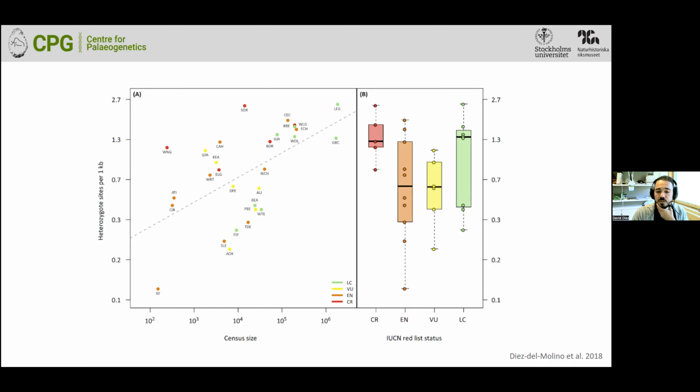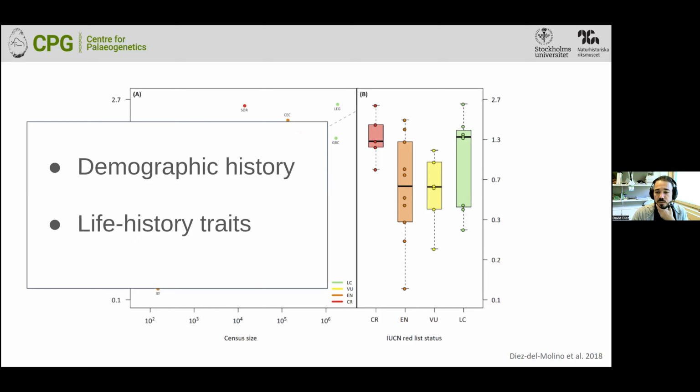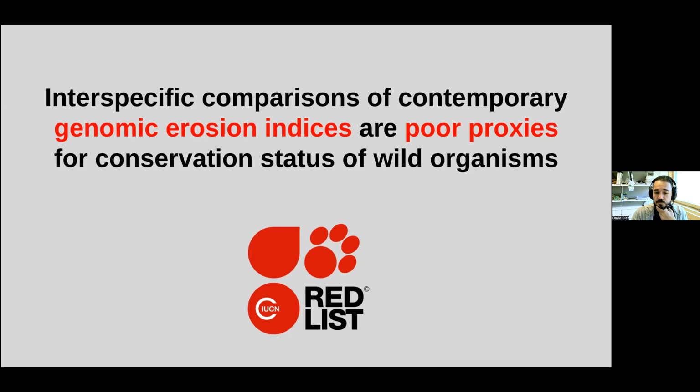The reasons for this disconnection between genomic diversity and Red List status seem to be related to demographic history events in each species, and also life history traits and some others that I'm not mentioning here. But the conclusion is that if we want to prioritize species, we cannot just do it by comparing levels of genomic diversity in modern samples, because these are poor proxies for conservation status. So then what do we do?